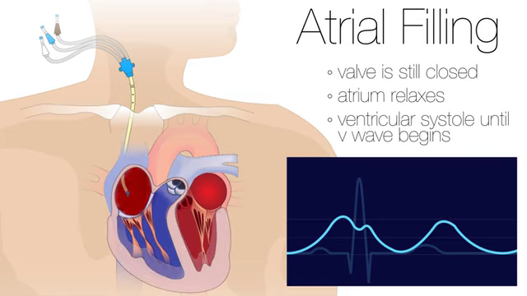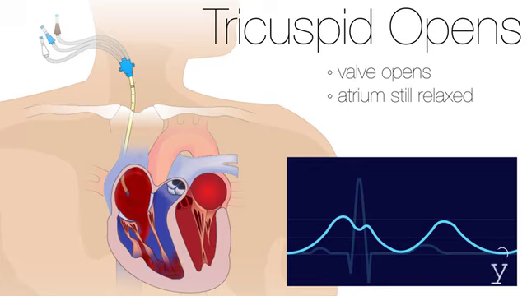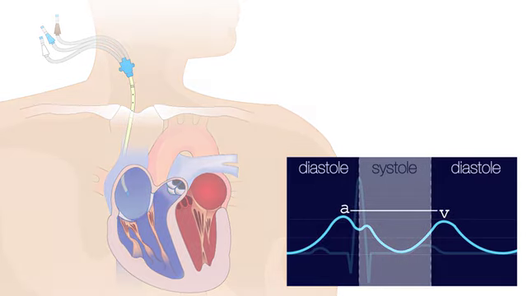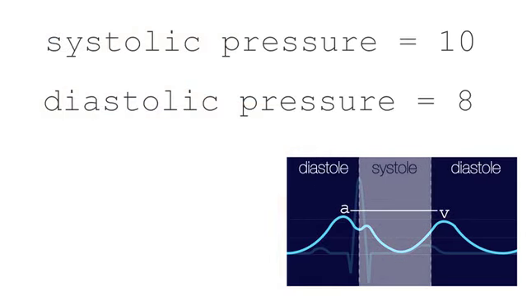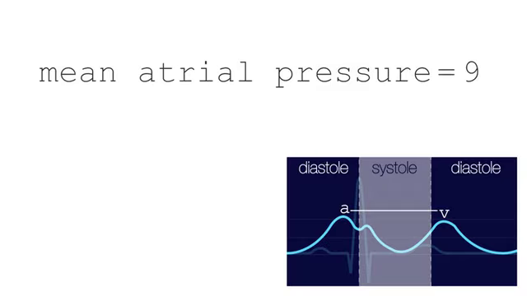Now, after atrial filling, the tricuspid valve opens. Most of the blood in the right atrium passively empties into the right ventricle, again causing the atrial pressure to fall, and on the CVP waveform, this decline appears as the Y descent. The A and the V waves are almost at the same height, indicating that atrial systole and atrial diastole produce about the same amount of pressure.